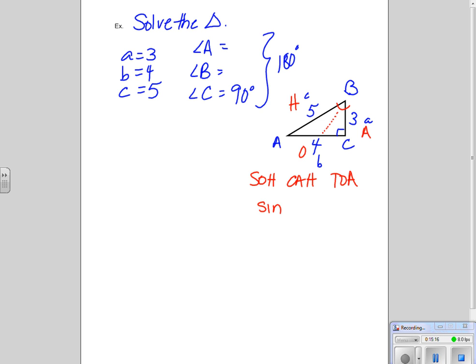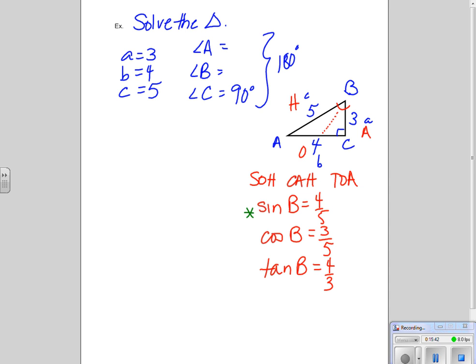Sine of b is opposite over hypotenuse, which is 4 over 5. Cos of b is adjacent over hypotenuse, 3 over 5. And tan of b is opposite over adjacent, which is 4 over 3. You can use any one of the 3 ratios you wish to find angle B. I'm going to use sine.